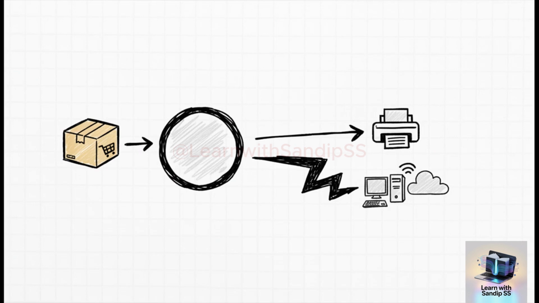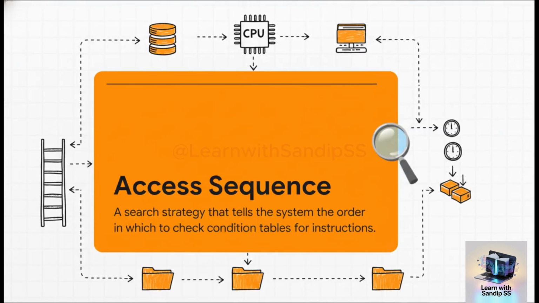In our mail facility, these are the different services you can choose from. You can send your package via standard letter, which is like a simple printout, or you could choose the urgent telegram service, which is more like an instant electronic message. Each service has its own unique process and equipment. Okay, so how does the system know which service to pick for our package? That's the job of the access sequence.